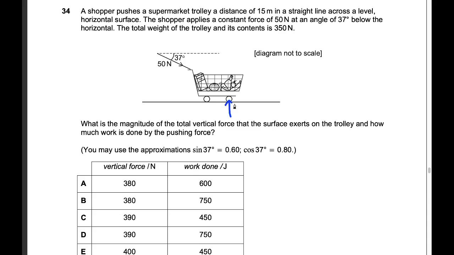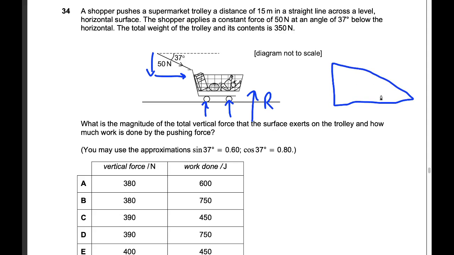Okay. And you need to work out this vertical force. So it's the combination of the vertical forces at the wheels, but we're just going to call it one big vertical force, which is our normal reaction. And we need to work out the work done. So let's do the vertical force first. I'm going to split this into 2 components. So one of them pushes it to the right, and one of them pushes the supermarket trolley sort of into the ground.